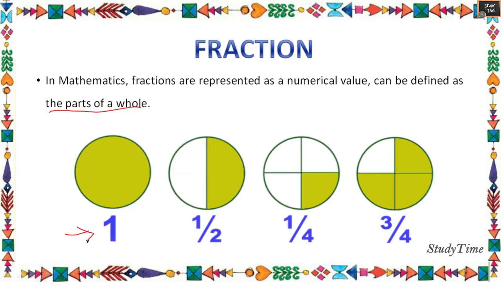Here we divided the circle into 2 halves. So the 2 is given here in the down part, and 1. Which part is colored, you have to mention it on the top. So 1 is colored out of 2. And see the third picture where the circle is divided into 4 parts and 1 is colored. So you have to write it 1 divided by 4. Similarly, here in fourth picture, 4 parts you have and 3 parts are colored.